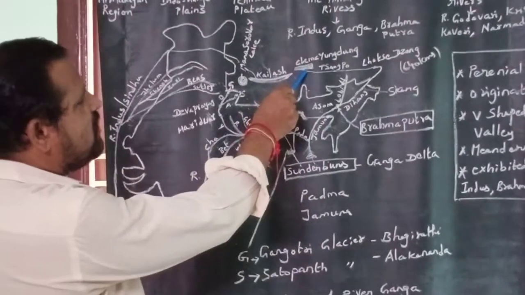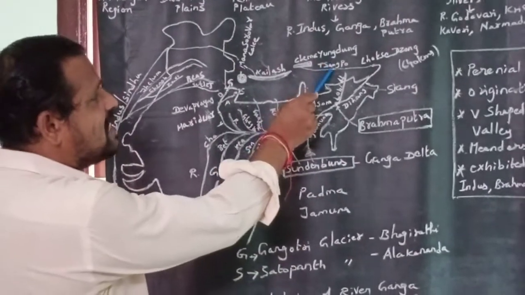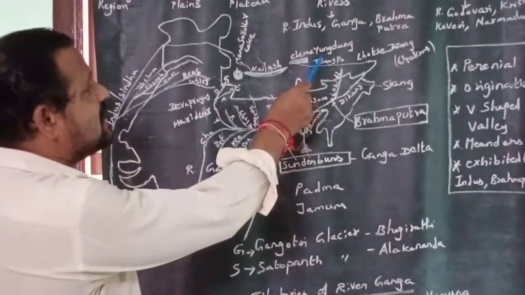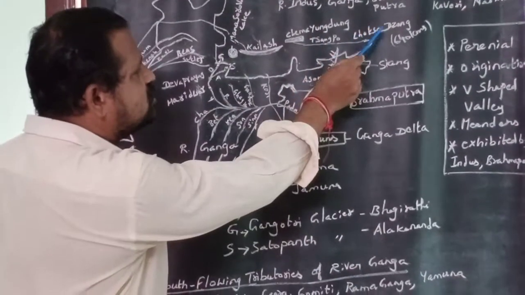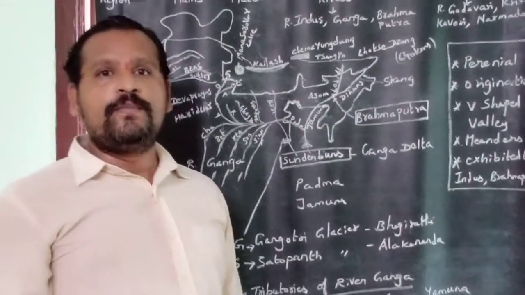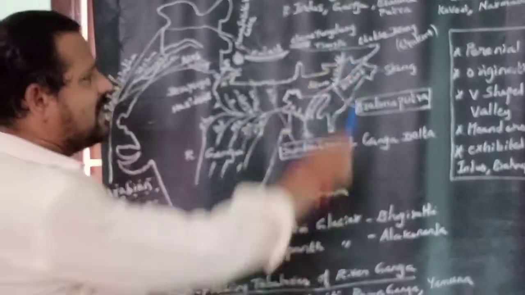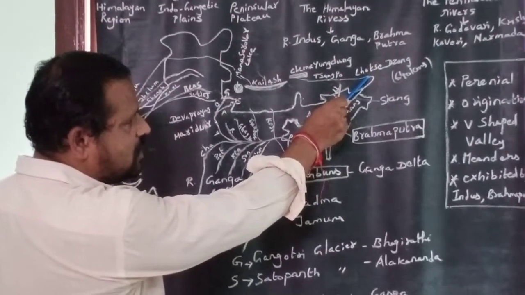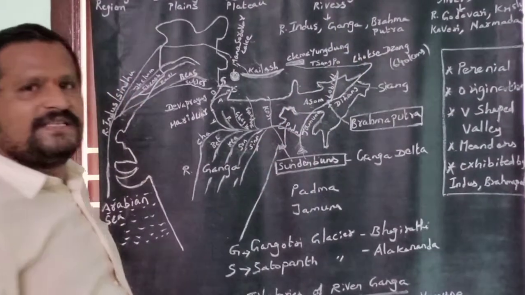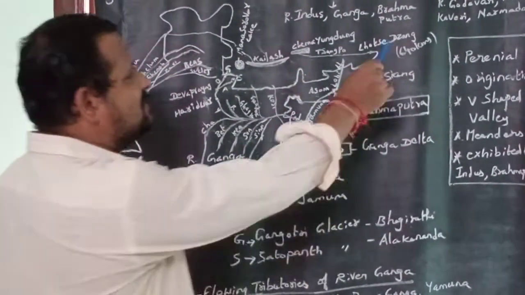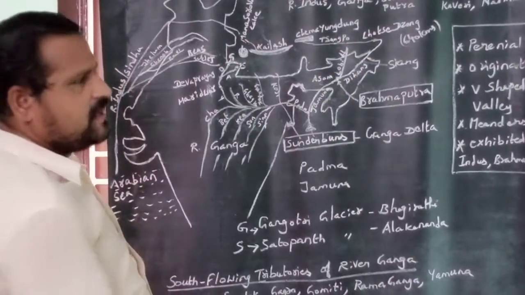From there, the Brahmaputra River flows for a few hundred kilometers in Tibet. In Tibet, the Brahmaputra River is called Tsangpo. Near Lhatse Dzong, this place is called Lhatse Dzong, the Tsangpo River opens a wide navigable channel of 640 kilometers length. Then it enters India, in the state of Arunachal Pradesh.